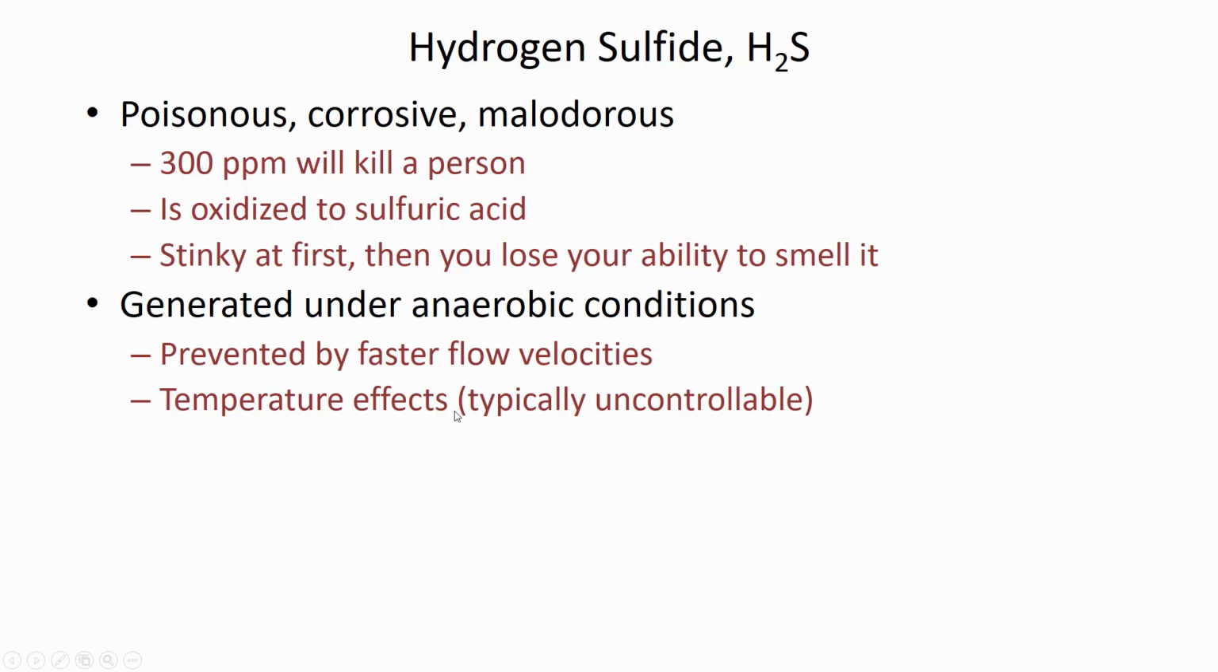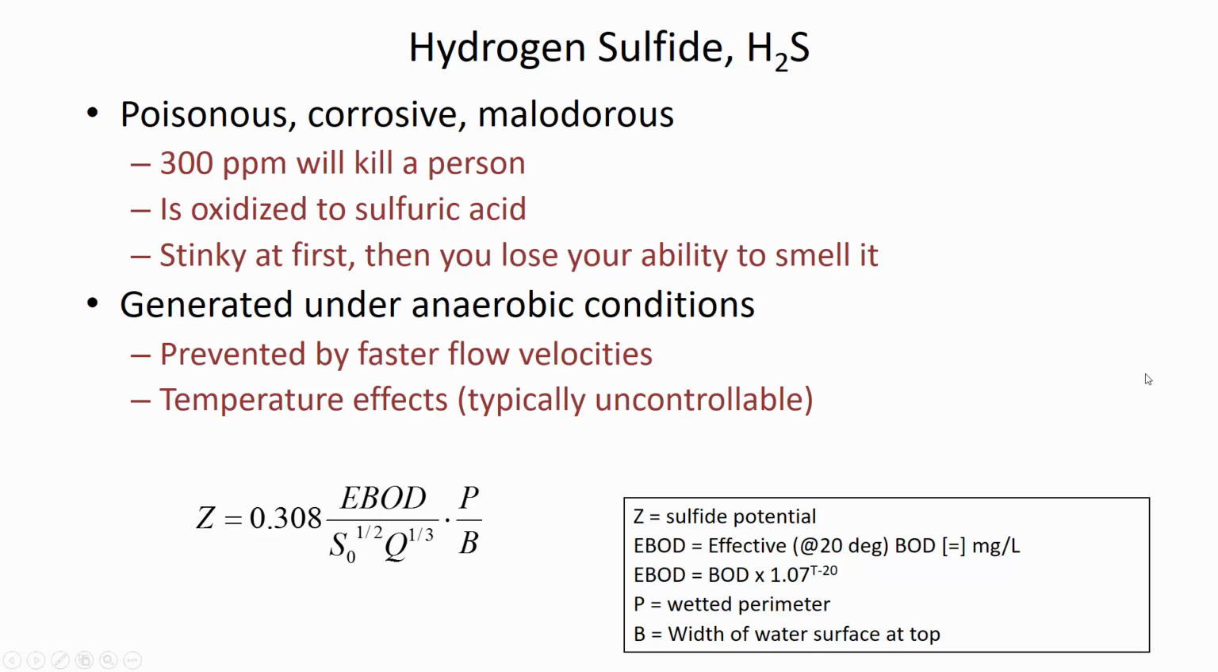We don't really control the temperature. Increased temperatures also increase the formation of hydrogen sulfide, so we can't adjust that, at least not really economically. We could refrigerate the sewage, but people don't do that. But they are paying attention to the potential for hydrogen sulfide, and there's an empirical equation that's been developed to allow you to predict whether hydrogen sulfide is likely to form.